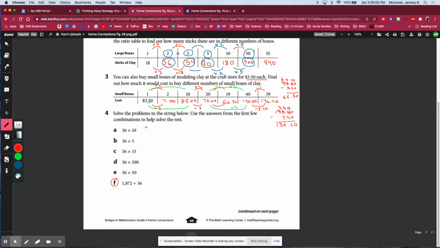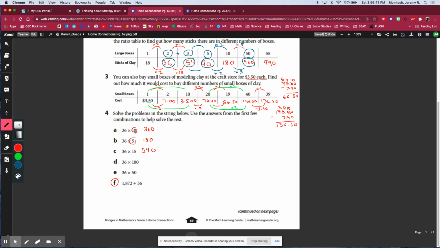36 times 10 is 360. 36 times 5. So 5 is half of 10, so my product will be half of 360. And I know that that is 180. 36 times 15. Well, if I combine the 10 and the 5, 10 plus 5 is 15. So if I combine 360 plus 180, when I add those together, 0, 14, carry my 1, 3 plus 1 is 4, is 540.